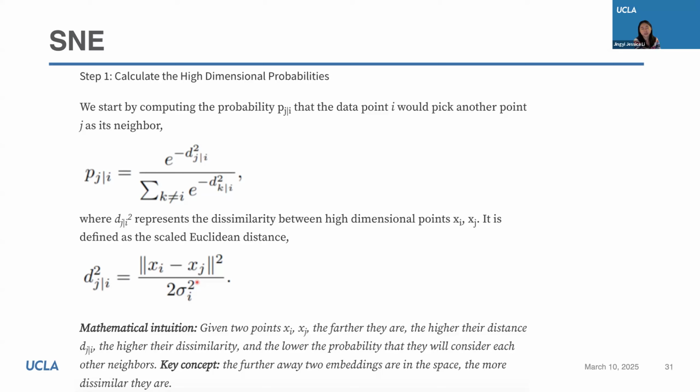So first of all, step 1 is to calculate high-dimensional probabilities. This is something we briefly touched at the end of last lecture. We start by computing the probability p_{j|i} that data point i would pick another point j as its neighbor. Essentially, you need a distance from i to j, called d_{j|i}. It could be some other dissimilarity, but it's basically the square of the distance. In the standard way of using SNE, it's the Euclidean distance between data points i and j.